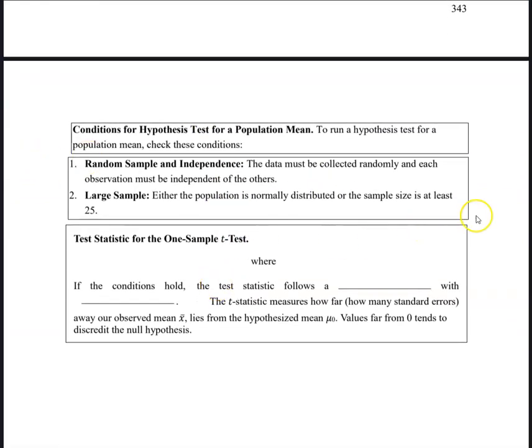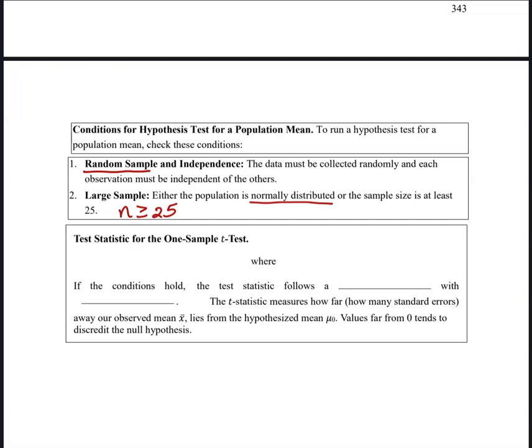To check the conditions for a hypothesis test, the central limit theorem has to still apply, and so that means that the sample has to be random and independent, as always, and the sample size has to be at least 25, just like it was in the previous section, or the population has to be normally distributed. So as long as these conditions are met, we are good to go to run our hypothesis test.